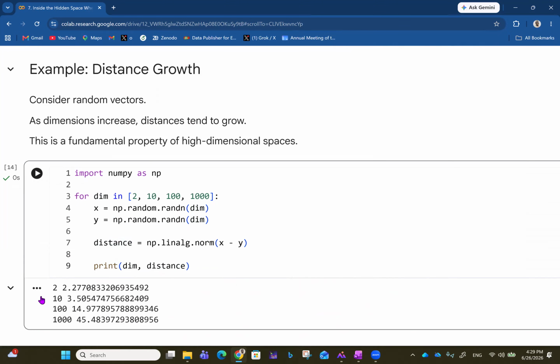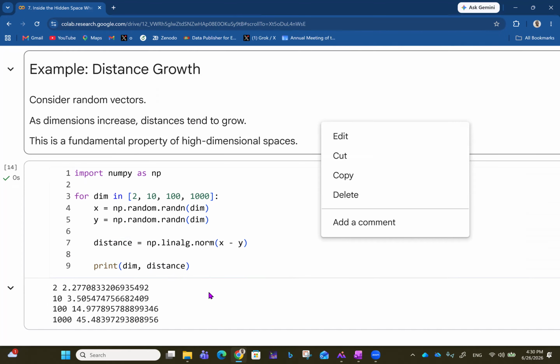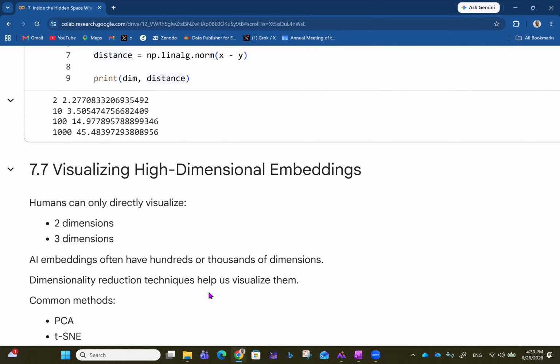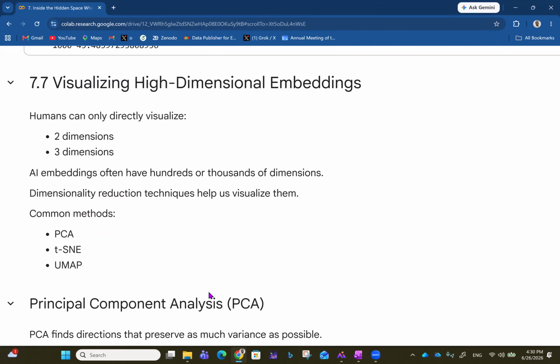If you pick randomly, so 2, you have 2.277, 10, 3.5, 100, 14.9, 1045. So the distance is growing like that. We have distance growth going on like that, and that's one thing that contributes to the curse of dimensionality. But machines are good at handling these things.